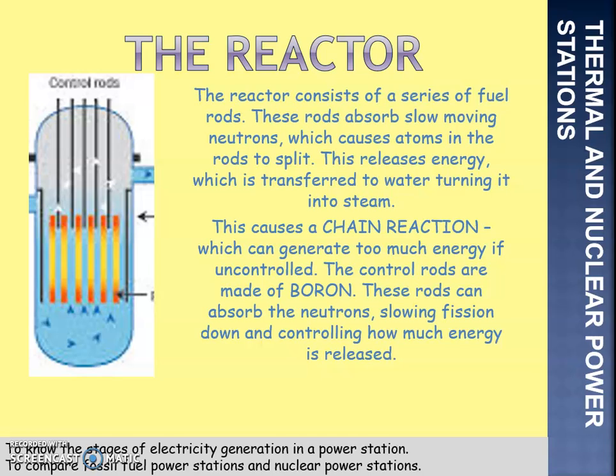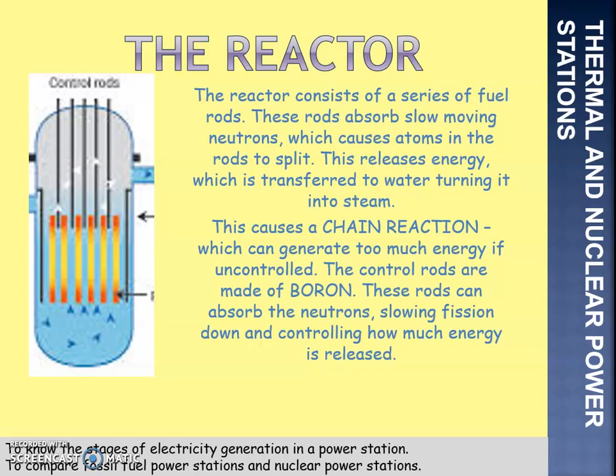When one atom splits, it releases more neutrons, which can then cause more atoms to split, which then cause more neutrons and more atoms to split. Now, if that's uncontrolled, it can generate far too much energy. So we need a control system, and these control rods will help us out.